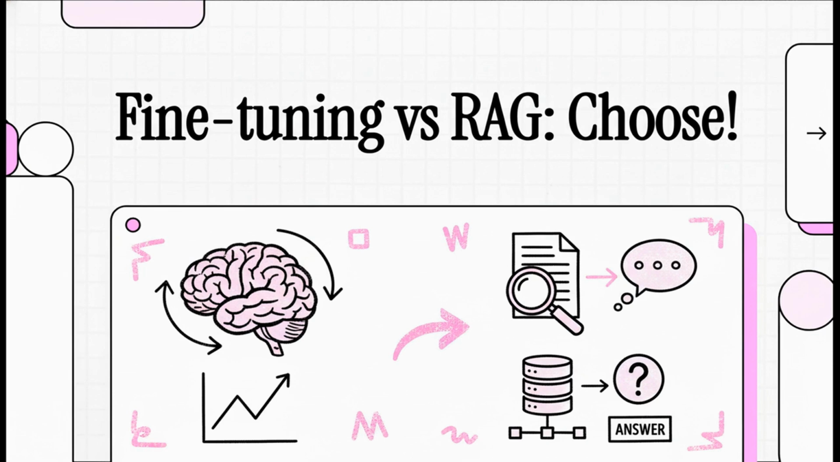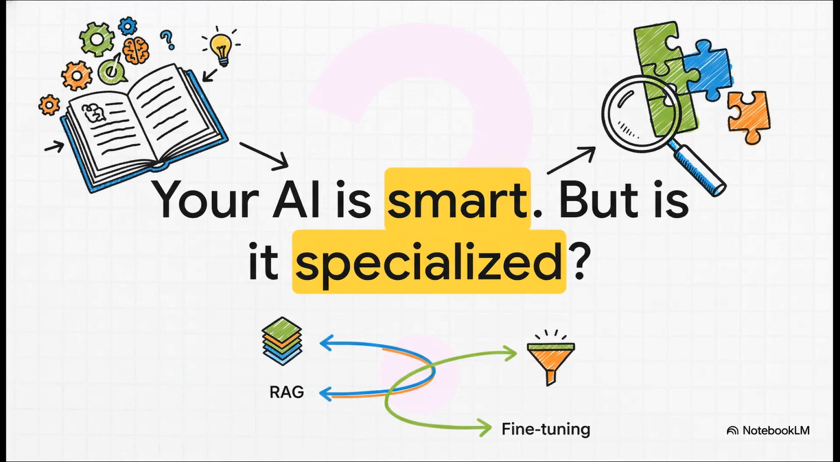In the next few minutes, we're going to break down exactly what they do and help you pick the right tool for your job. You know, anyone can use a generic AI right out of the box. But the real magic, the real power, happens when you tailor that AI to your specific needs. That's the huge difference between an AI that's just smart and one that's a true specialist. So how do we get there? Well, the two main paths are RAG and fine-tuning.